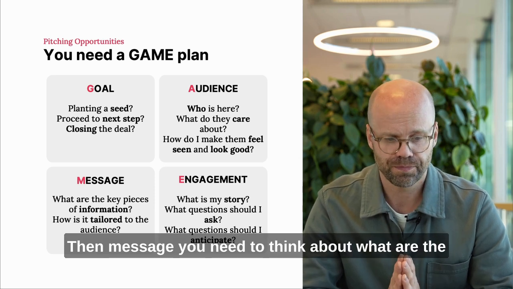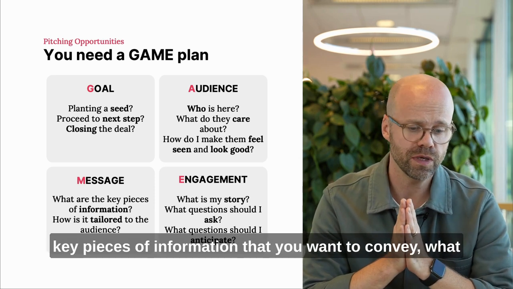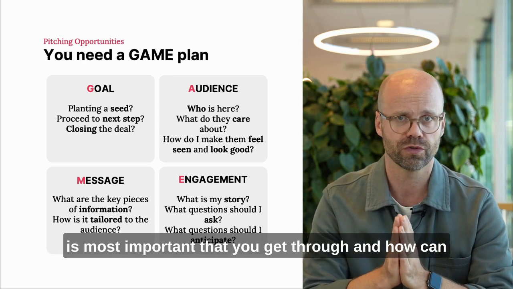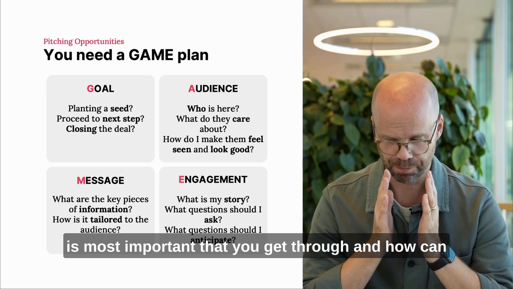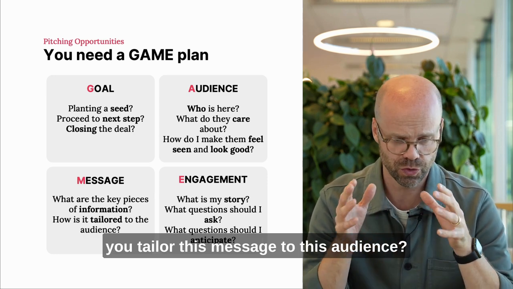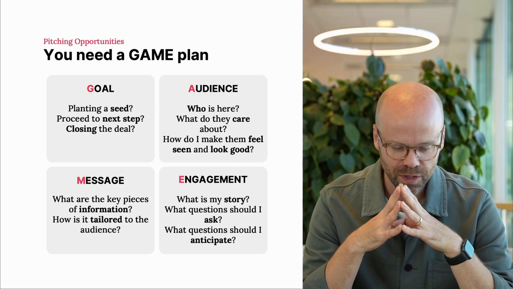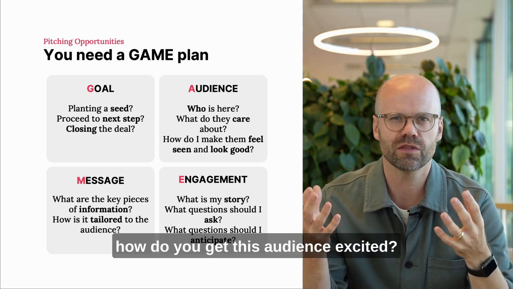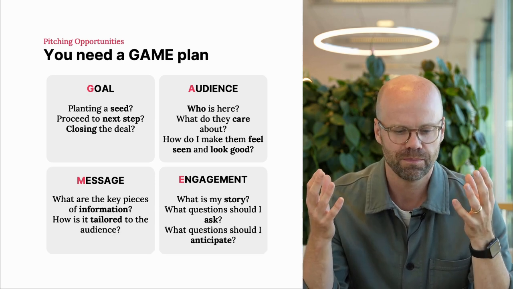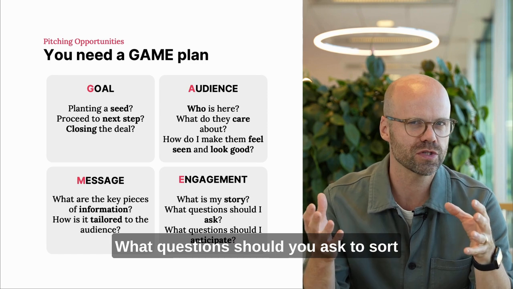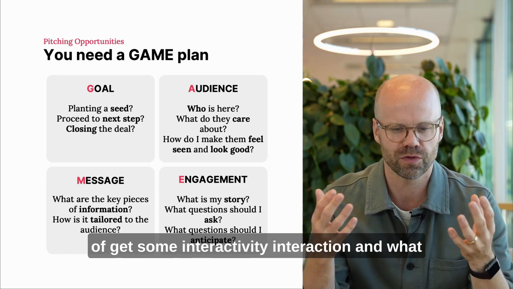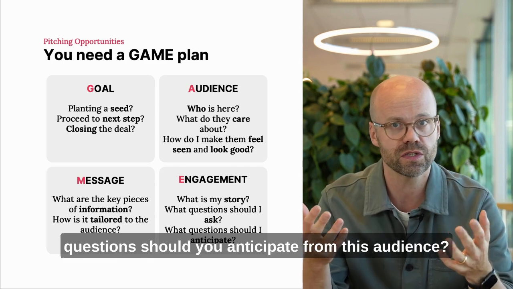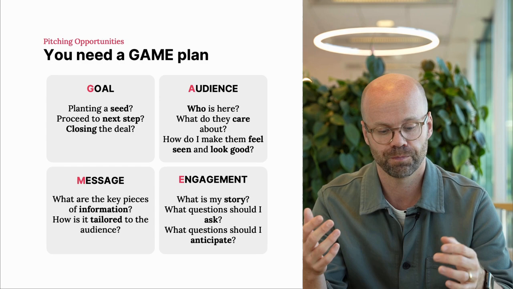Then message. You need to think about what are the key pieces of information that you want to convey. What is most important that you get through? And how can you tailor this message to this audience? Finally, E, for engagement. And this is, how do you get this audience excited? What is your story? What questions should you ask to get some interaction, and what questions should you anticipate from this audience?